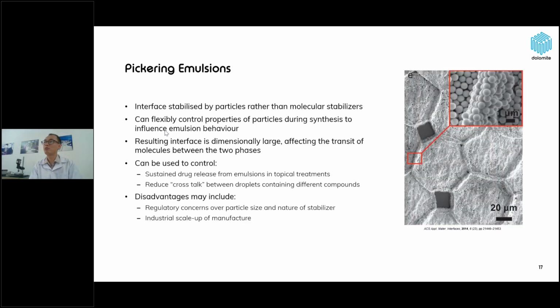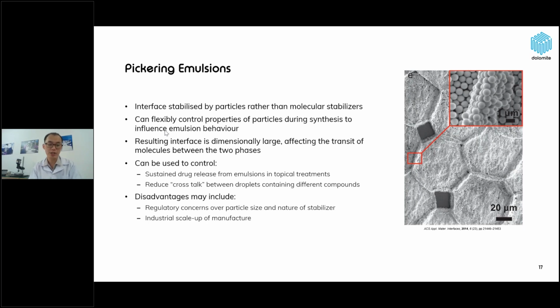The last one is the Pickering emulsion. The Pickering emulsion is a kind of particle-stabilized emulsion, using particles to stabilize the droplet rather than molecular stabilizers. It can flexibly control the properties of the particle during synthesis for different emulsion behaviors, and the resulting interface is dimensionally large and affects the transit of molecules between the two phases. So it can be used to control, for example, sustained drug release from an emulsion in topical treatment, or to reduce crosstalk between the droplet contents of different compounds.